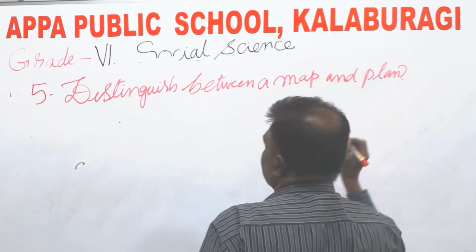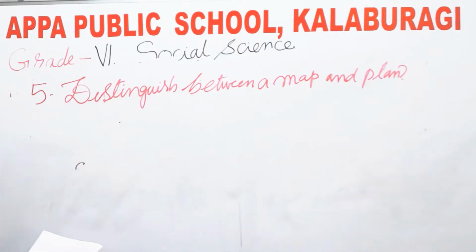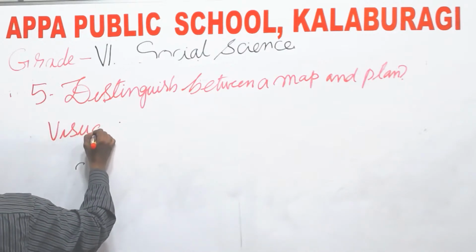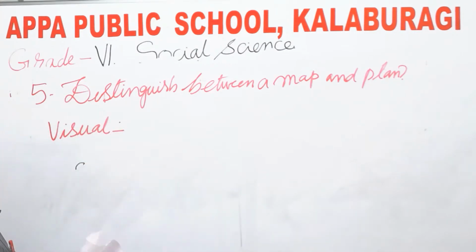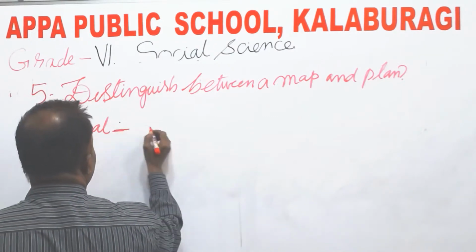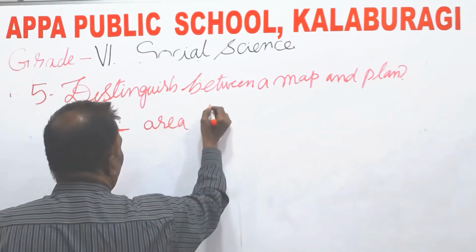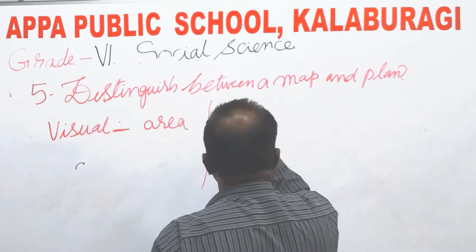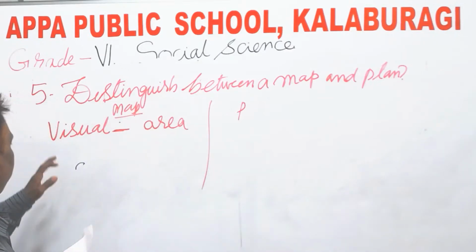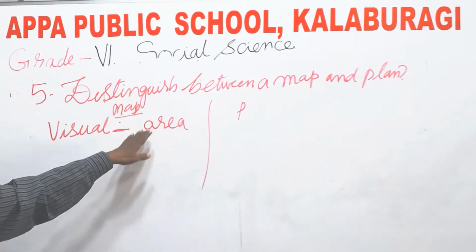Just now see in this fifth question, generally a map is said to be a visual reference. Map is visual, you can see everything with the help of symbols and other things, and it's a representation of an area. It is clearly visible to you, and you can study about one particular area.